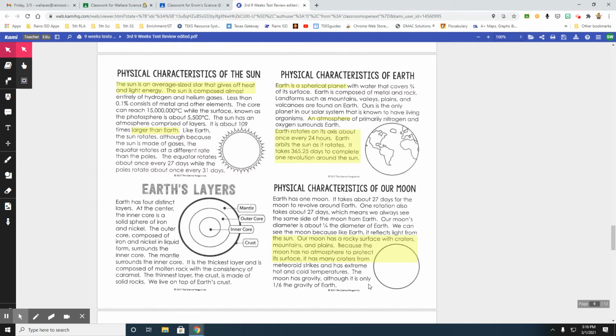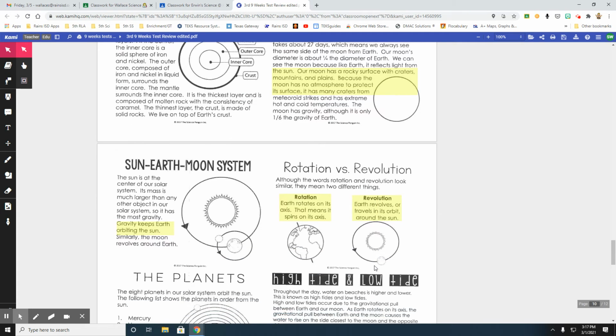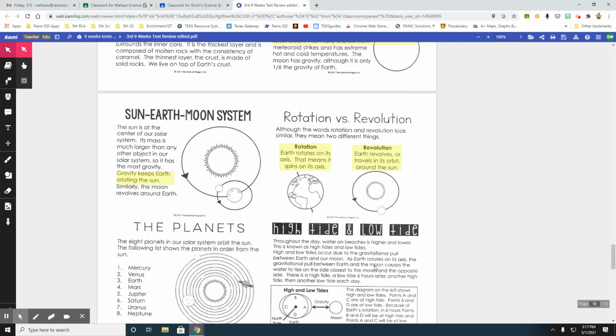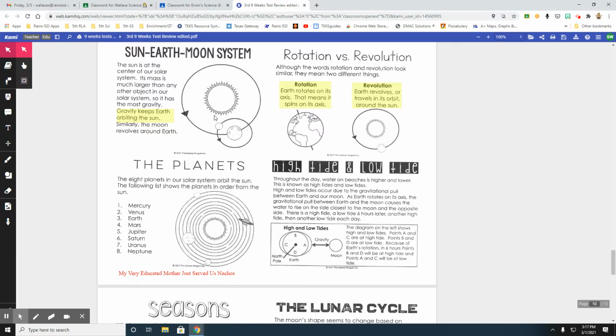Okay? So let's go on here to the Sun, Earth, Moon system. So here's where we're talking about the relationship between these three. We know the sun has the largest mass. It's 99% of the mass of our entire solar system, so it's huge. And its gravity is holding us along with the other 7 planets in our orbit. And like I said, our gravity is holding the moon in its orbit.